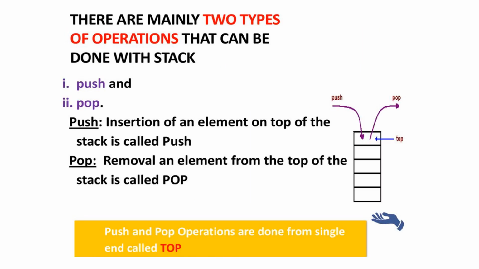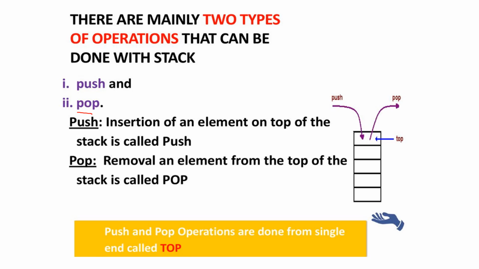Now coming to the operations. There are two operations: one is push, the other is pop. The push operation is for inserting elements, and the pop operation is for deleting elements. Now observe this diagram. This is the stack, push for inserting and pop for deleting elements. And there is one pointer here, that is top. Top is always pointing to the top element in the stack.